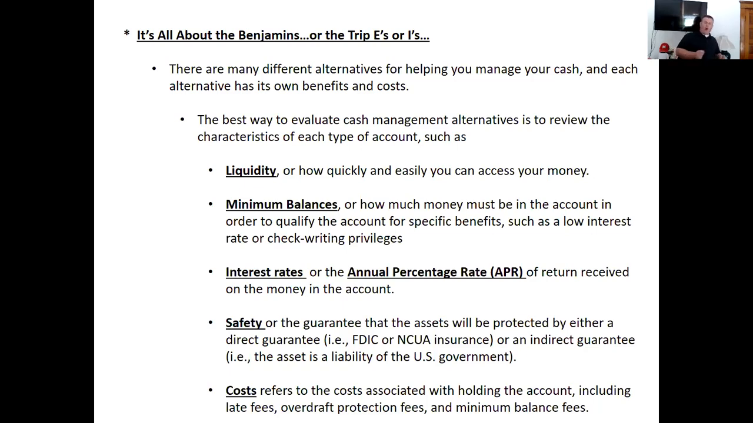You also have to consider the costs of the investment. For example, my savings account has a $5 annual fee. Not a lot, but there is a cost to having the savings account. So this refers to the costs associated with holding the account, including late fees, overdraft protection fees, and minimum balance fees.